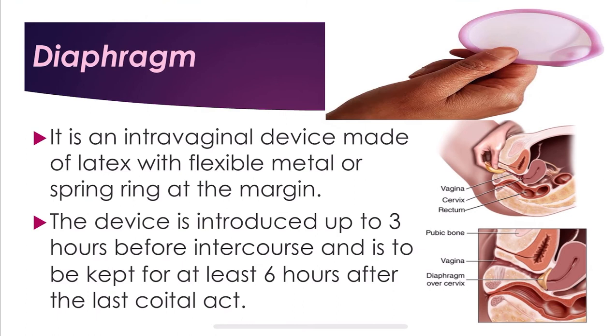Hope the diaphragm is clear, guys. What's happening here? It is an intravaginal device. It is made up of latex. It has to fit the cervix. What does it do? It is going to prevent the sperms from entering the uterus. This is how it acts as a barrier method.